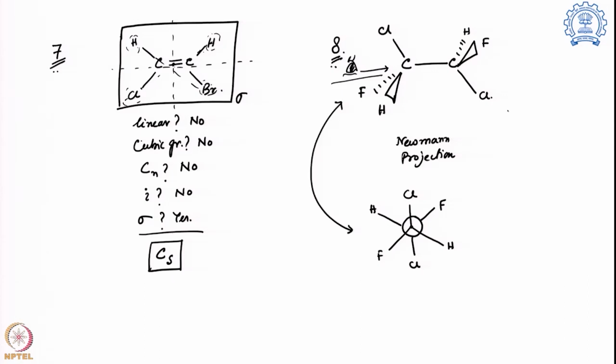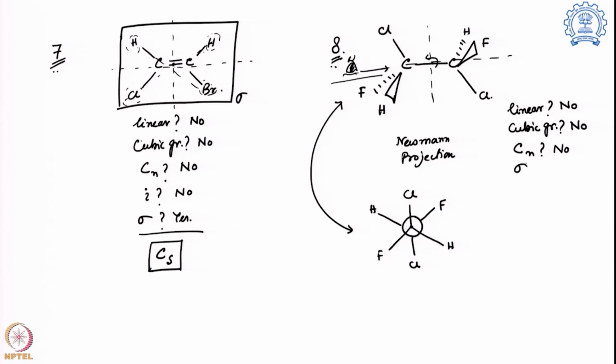Now, over here I am going to ask the same questions. Are you linear? Answer is no. Next question, do you belong to a cubic group? The answer is still no. Do you have a Cn axis of rotation? So, over here you can try to find different axes of rotation from here or even perpendicular to that, and you can see whatever rotation you do, you are not going to get any new configuration which matches the original. So, that means this molecule does not have an axis of rotation present.